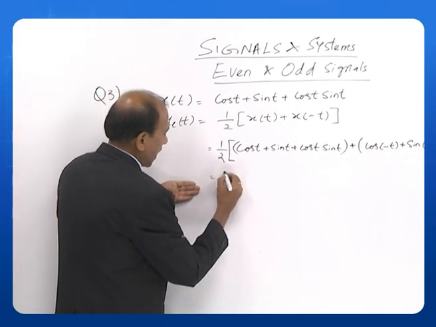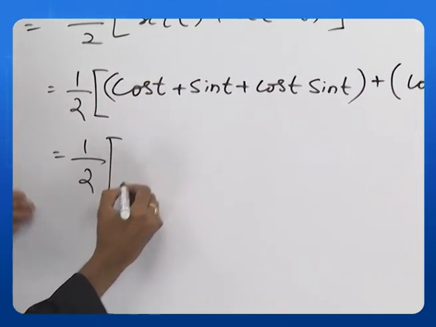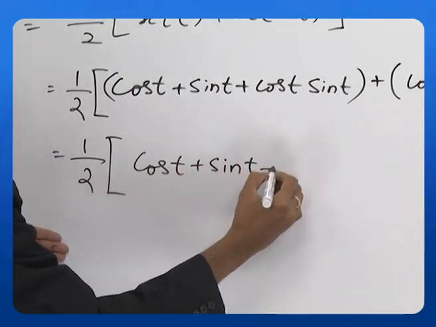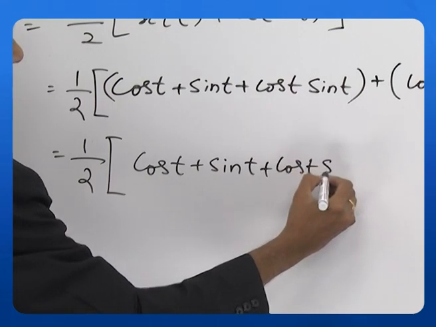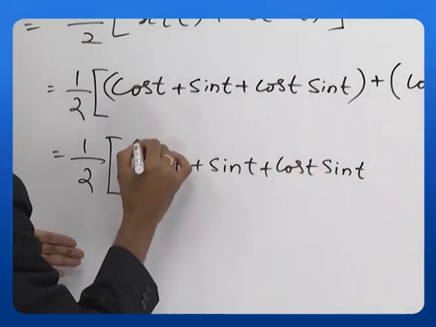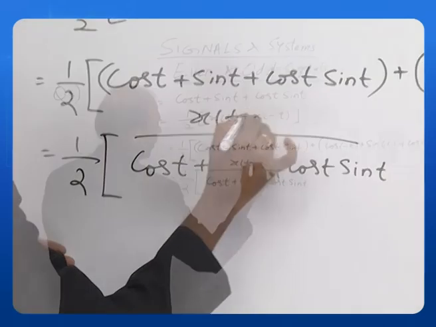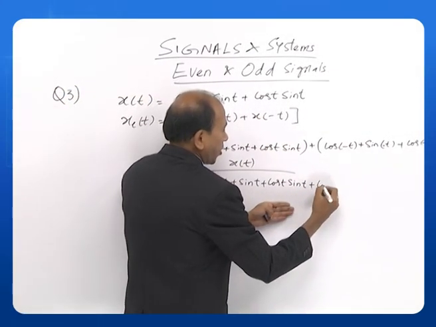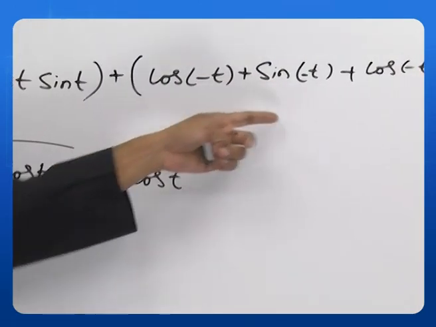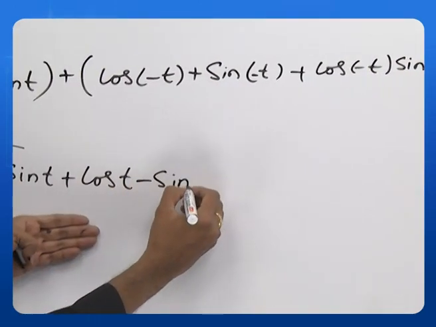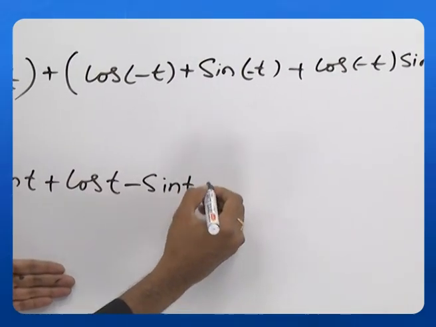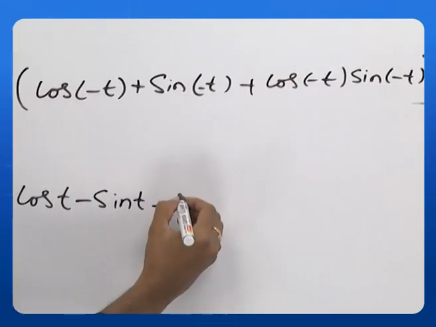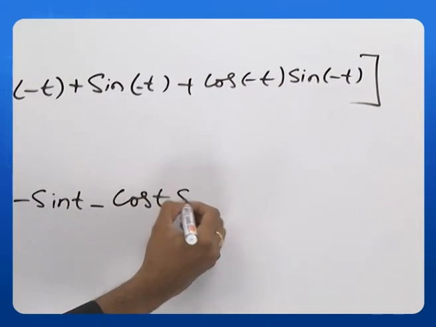So, I will write this as half of cos t plus sin t plus cos t sin t. Okay. The whole thing is x of t, plus cos of minus t is how much? Cos t, sin of minus t is minus sin t, and cos of minus t is cos t, sin of minus t is minus sin t. So, this will become minus cos t sin t.